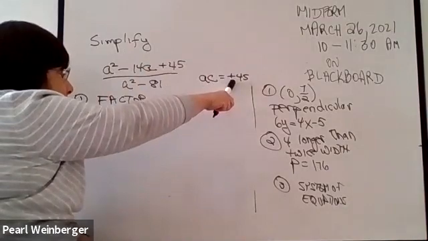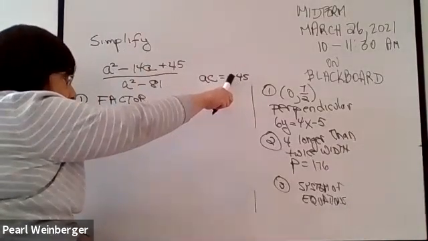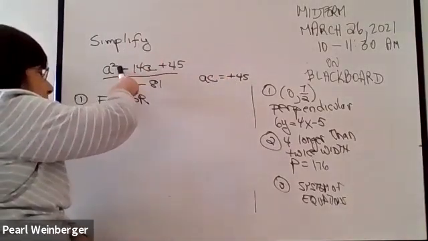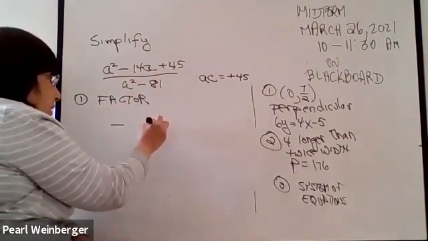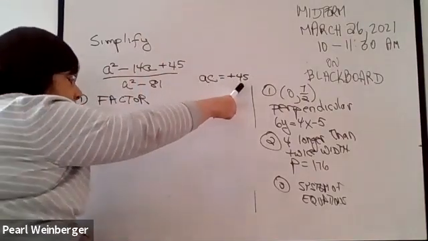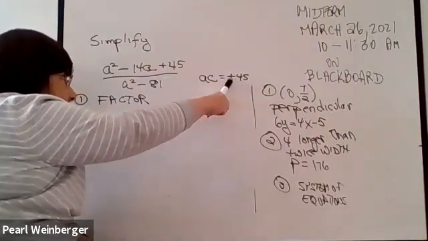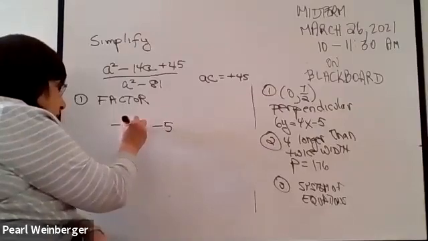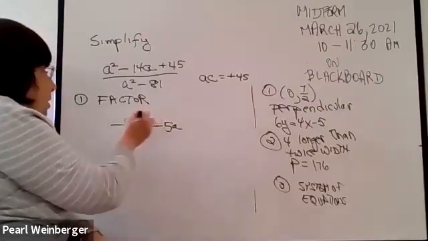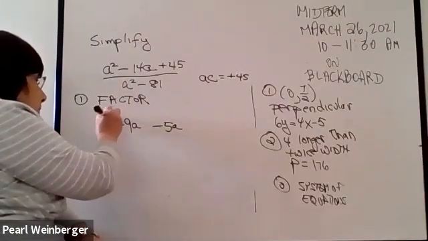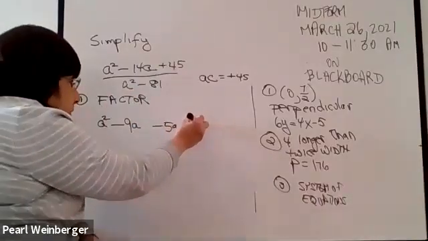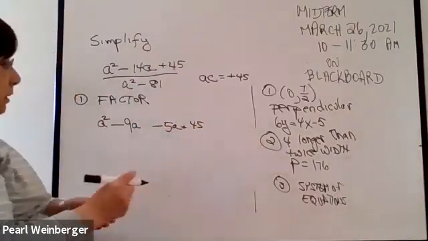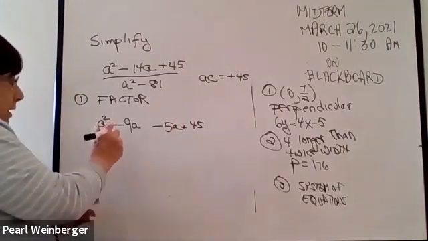Since it's positive, I know both of the numbers are going to have the same sign. Since the middle is negative, they're both going to be negatives. And they have to multiply to 45 and add to 14, which is obviously 9 and 5. And of course, we put our a's next to it. And this becomes the a squared, and this is the plus 45. I think we're pretty good at factoring this already.